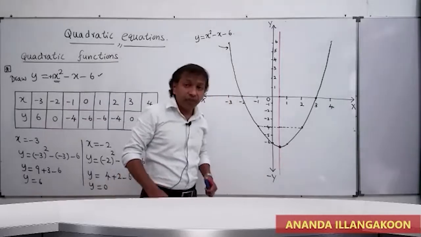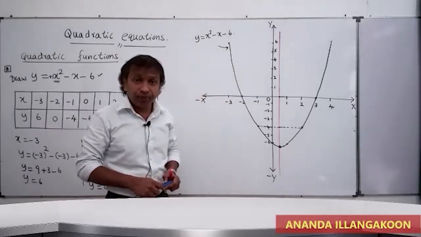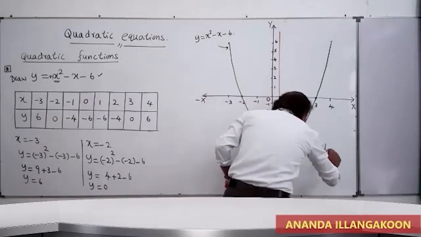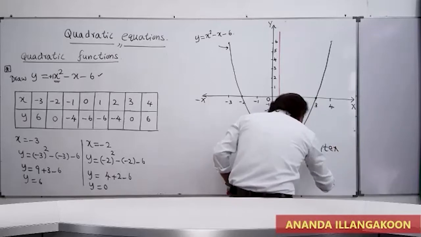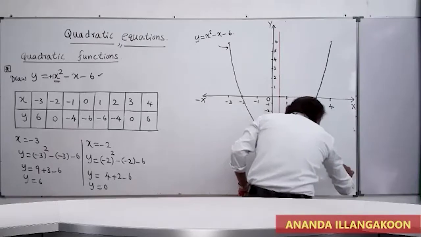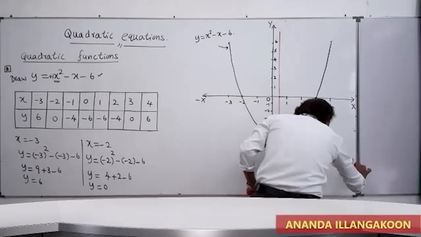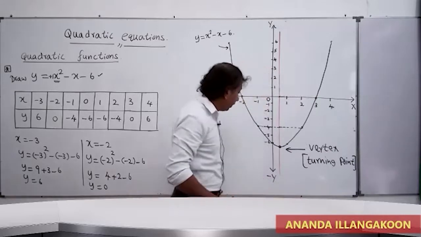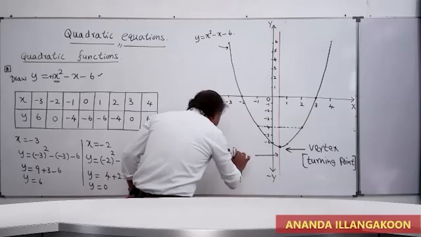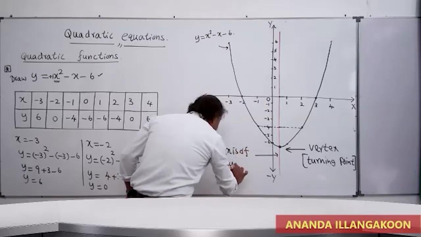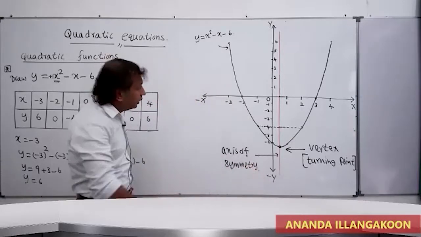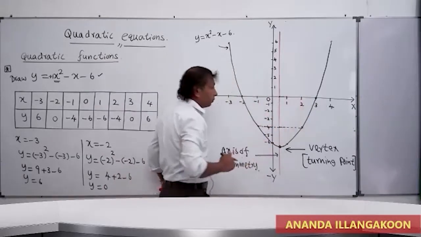This is called the vertex or the turning point. This is the axis of symmetry, people. These x values are called the roots.